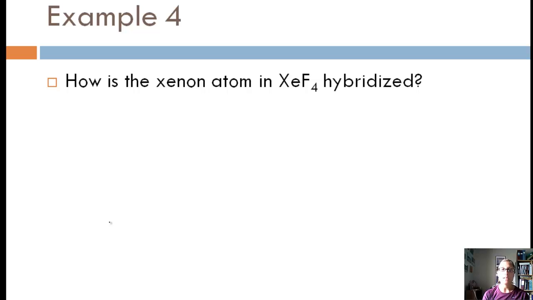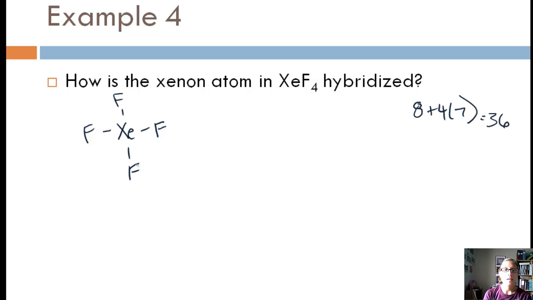Okay, so how is the xenon atom in XeF4 hybridized? Well, xenon donates 8 valence electrons. Each fluorine donates 7. And so that comes out to a total of, what, 36 valence electrons? I did my math right, so let's do the Lewis structure first. 2, 4, 6, 8, 10, 12, 14, 16, 18, 20, 22, 24, 26, 28, 30, 32, 34, and 36. So now we've got another exception. We have 6 total bonding sites around the xenon, so that means it's d2sp3 hybridized, octahedral arrangement.